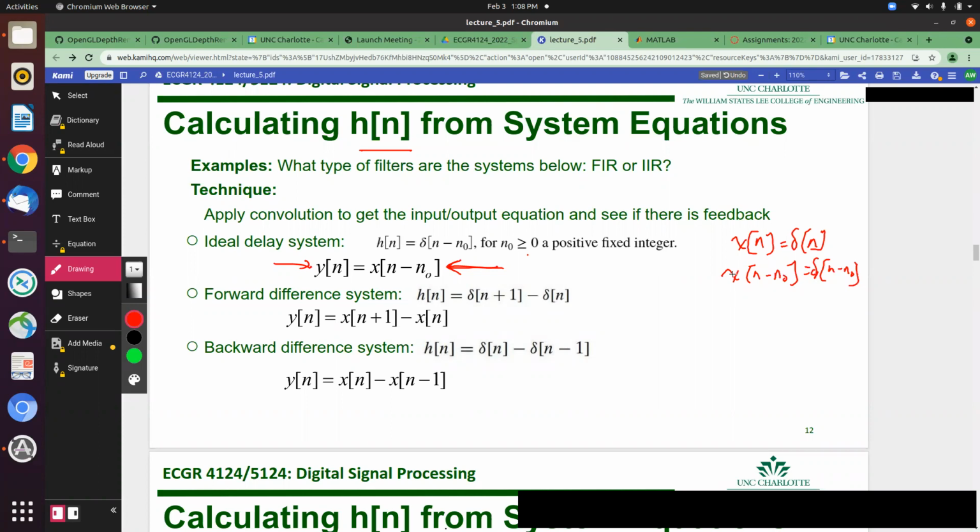So you can simply write down h of n is equal to y of n when x of n is equal to delta of n minus n naught. We didn't even actually do any work. But what we did do is we used the definition of the impulse response. And we said, all we have to do is let x equal the delta function, then y is the impulse response, and the impulse response is the thing that we call h, right? That's all that we've done.